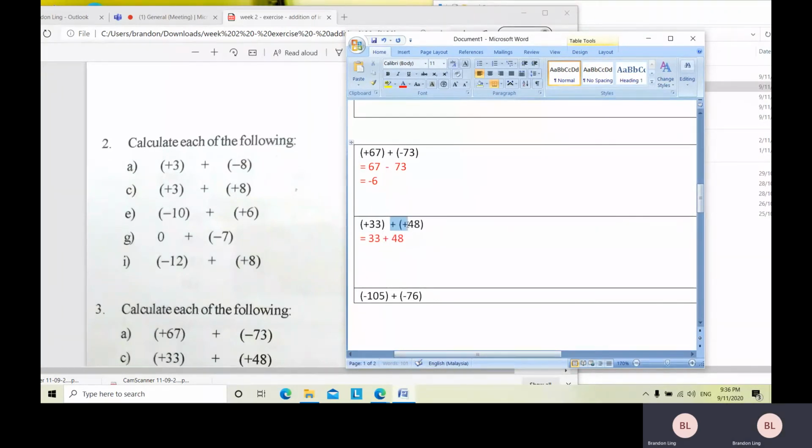The next question, 33 plus plus 48, because both of them have the same sign, plus plus. So the answer will be 81.